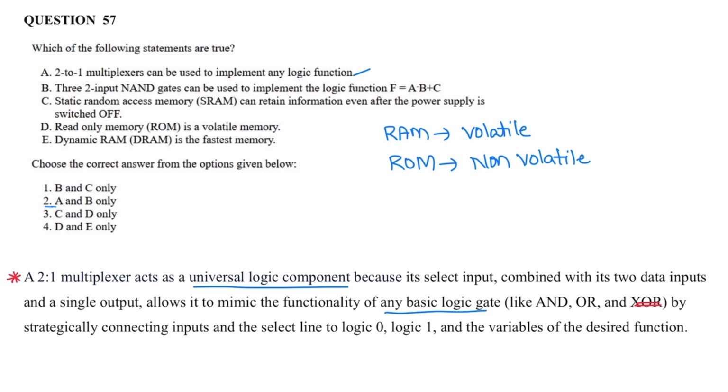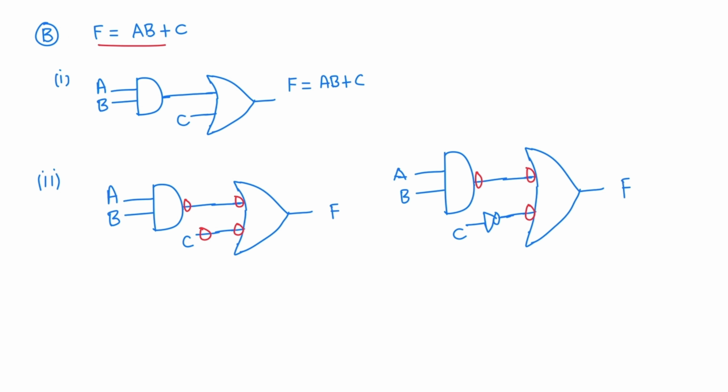Here it is a NOT gate. Statement A is correct. Statement B: 3 2-input NAND gates can be used to implement the logic function f is equal to AB plus C. So let us see, f is equal to AB plus C.